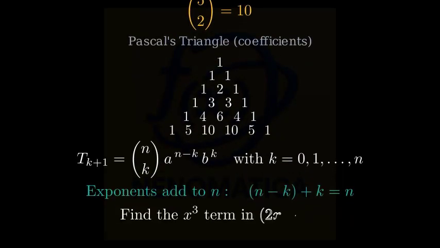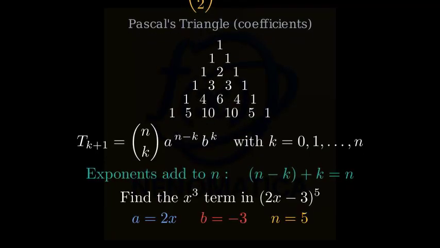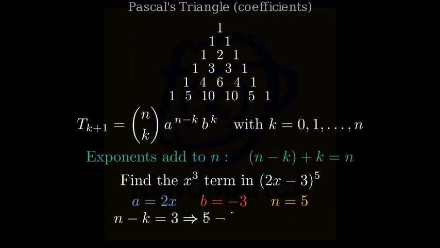Now, a worked example. Question: find the x cubed term in (2x minus 3)^5. We'll identify a, b, and n. Here a equals 2x, b equals negative 3, and n equals 5. We want the exponent of x to be 3. The x power comes from a to the n minus k. So set n minus k equals 3. That gives k equals 2.